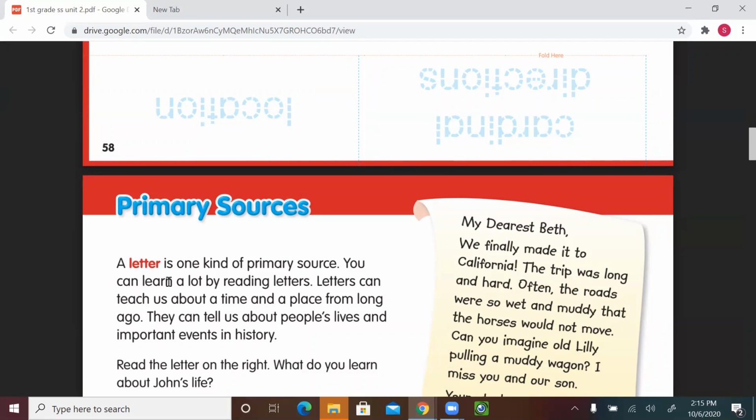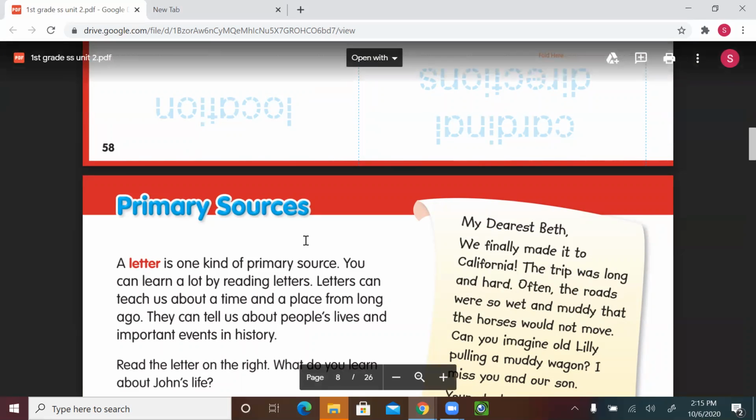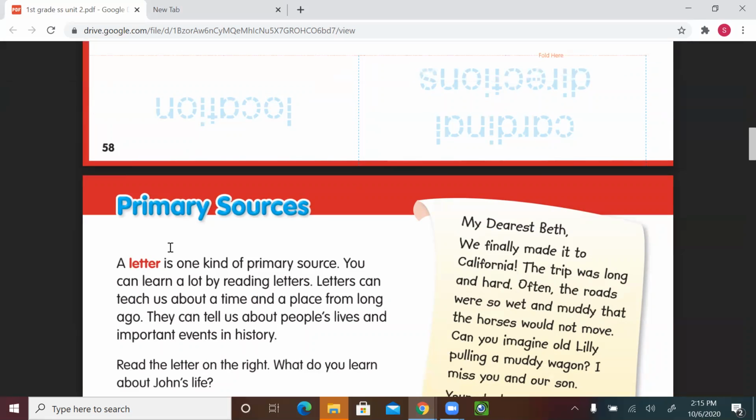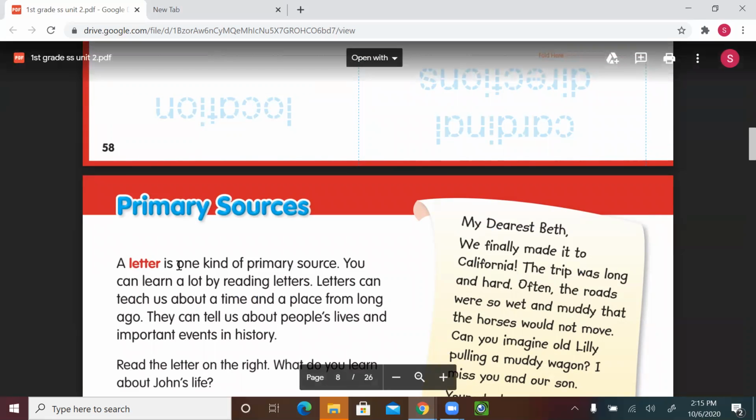So we can see pots that they used long ago, or fishing nets, or tools for war, or things that happened in special events long ago. That's called artifacts. We covered this in the beginning of the unit. All right, but for today, our primary source is a letter.